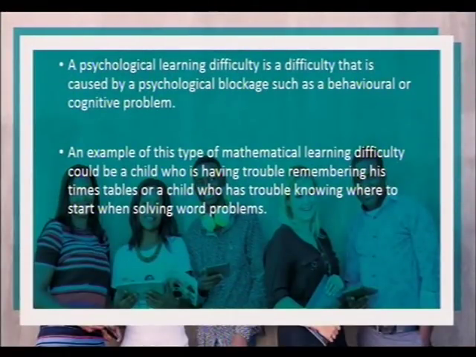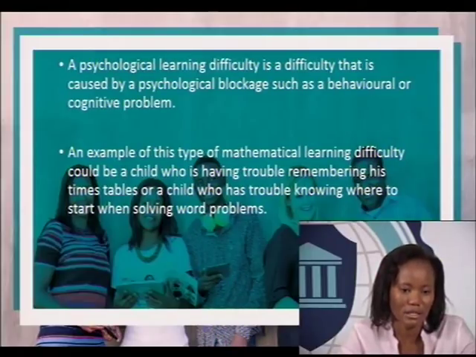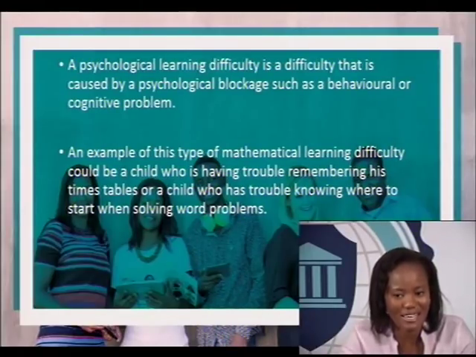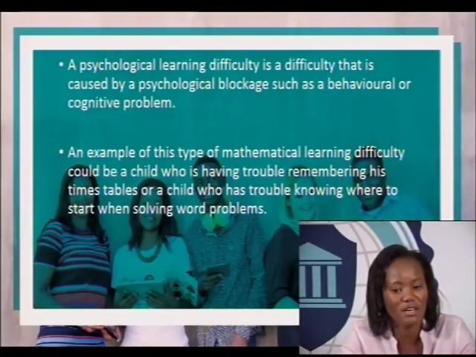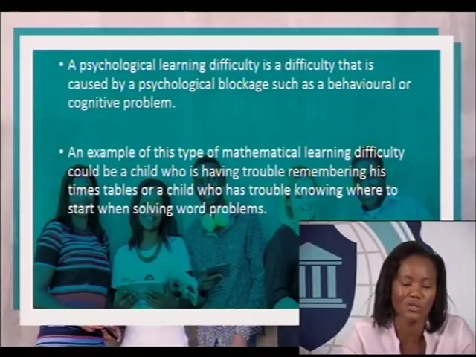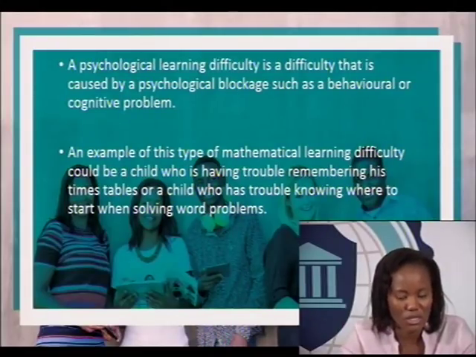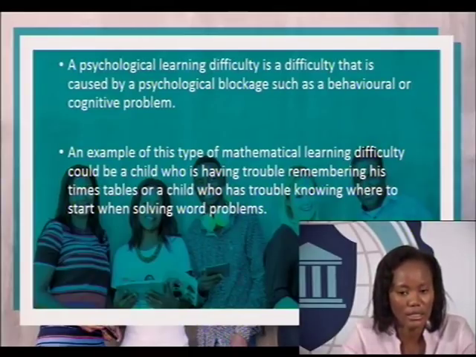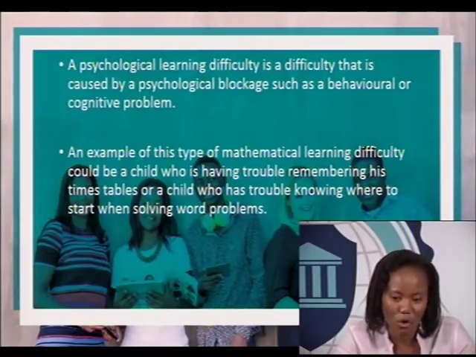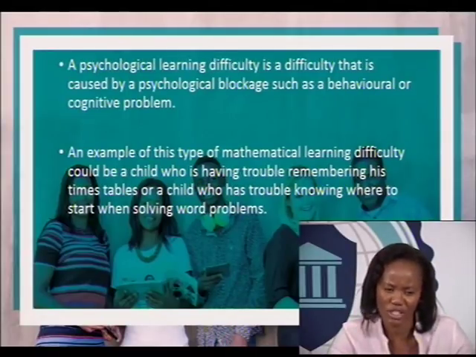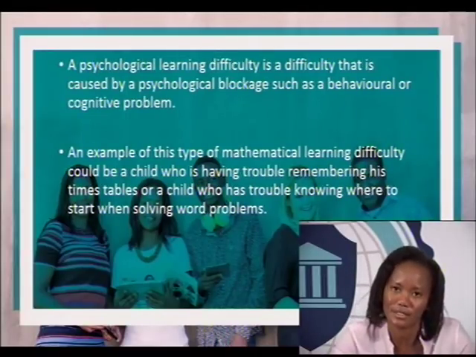However, on the other hand, a psychological learning difficulty is a difficulty that is caused by a psychological blockage, such as a behavioral or cognitive problem. An example of this type of mathematical learning difficulty could be a child who is having trouble remembering his timetables, or a child who has trouble knowing where to start when solving a word problem. These ones are the most difficult ones to really teach, let me say. So one has to study the whole concept as to how to go about helping a child with a psychological learning difficulty.